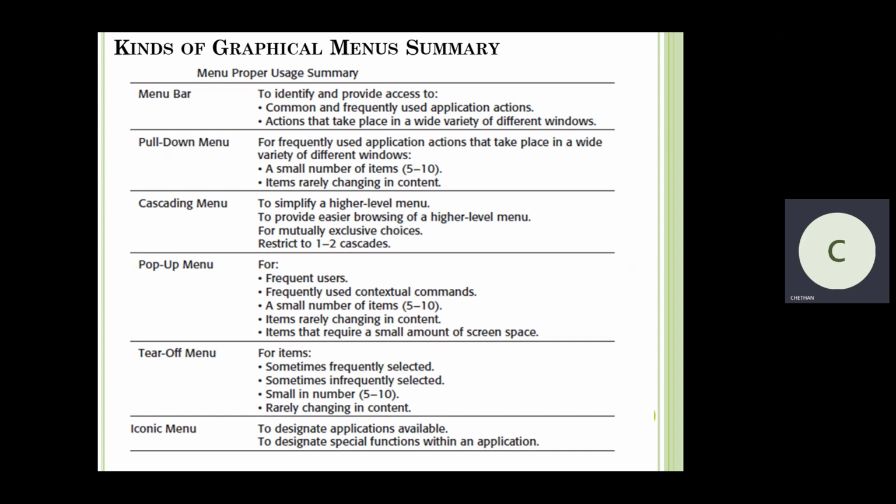You can see the third one, maybe cascading menu, to simplify higher level menu, to provide easier browsing of a higher level menu for mutually exclusive choices. Restrict to say one or two cascades like that. The summary has been put through here. What is this question? This question is on the kinds of graphical menus, the last question of module 3.